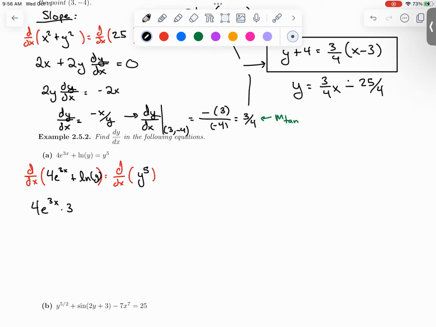And then the natural log of y, you're going to take the derivative of that. That's natural log of y of x, because y is being thought of as a function of x. So it becomes 1 over y times d/dx of y, times the derivative of y, or dy/dx, however you want to write it. And then equals 5y to the 4th times dy/dx.